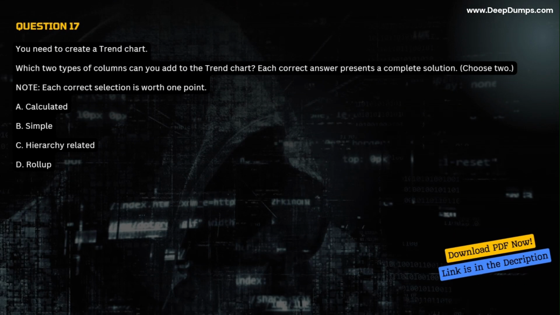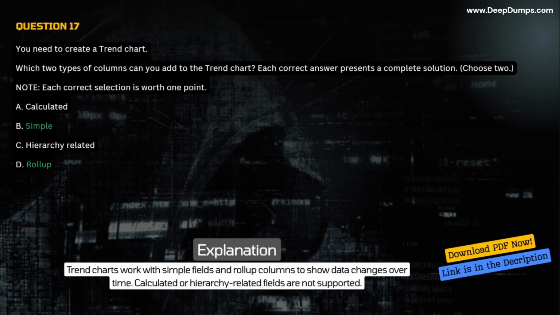Question 17. You need to create a trend chart. Which two types of columns can you add to the trend chart? Each correct answer presents a complete solution. Choose two. Note: each correct selection is worth 1 point. A. Calculated. B. Simple. C. Hierarchy related. D. Roll-up. Correct answer B and D. Simple. Roll-up. Explanation. Trend charts work with simple fields and roll-up columns to show data changes over time. Calculated or hierarchy-related fields are not supported.